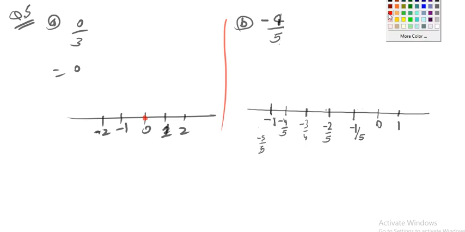So now we have to mark minus 4 by 5. Where is minus 4 by 5? Here is our minus 4 by 5. So you can mark it like this. You can draw a circle and put a point there. This is our minus 4 by 5. Like this you have to draw other numbers.